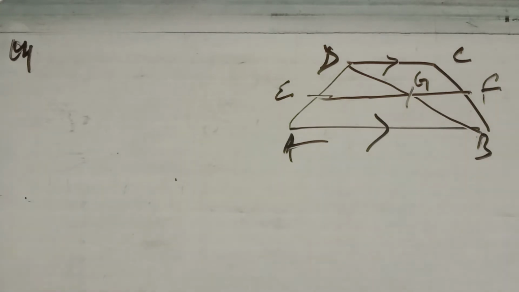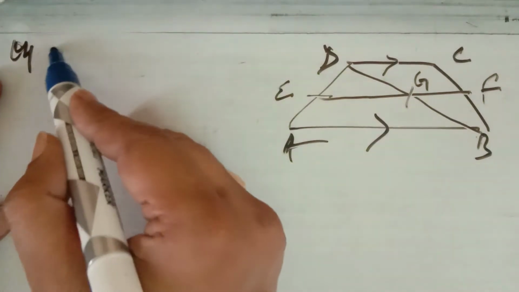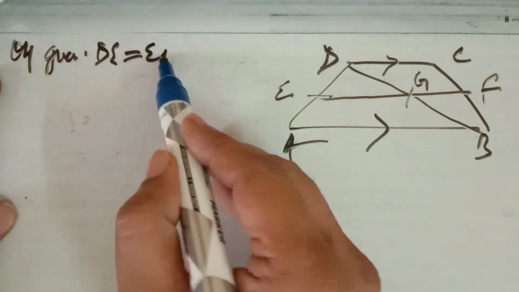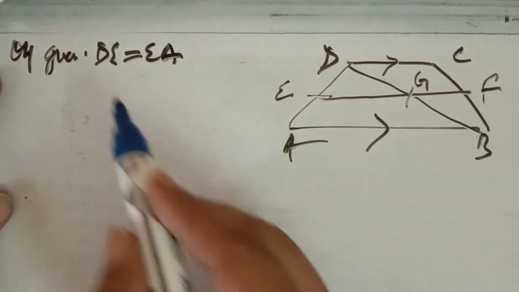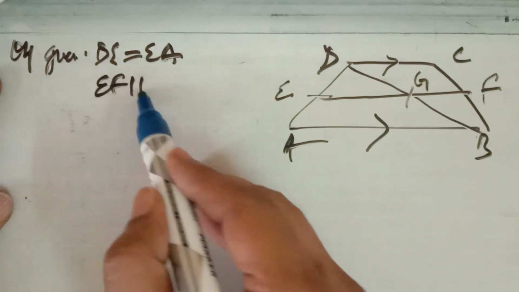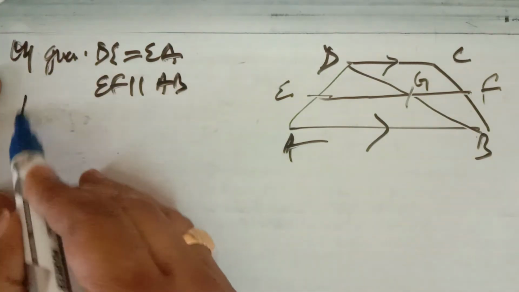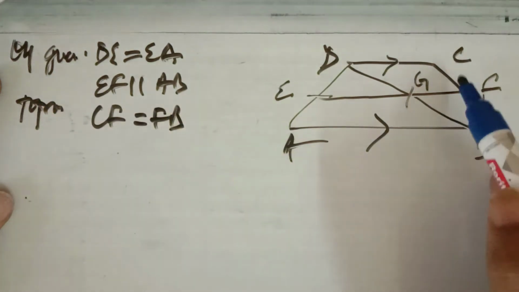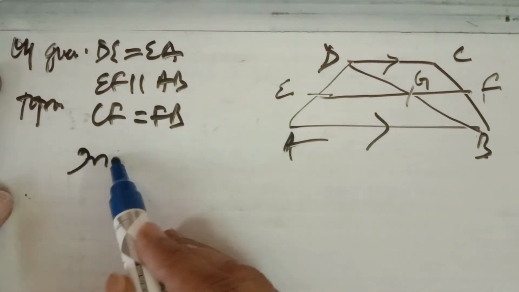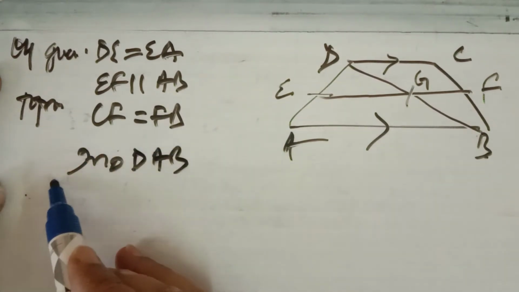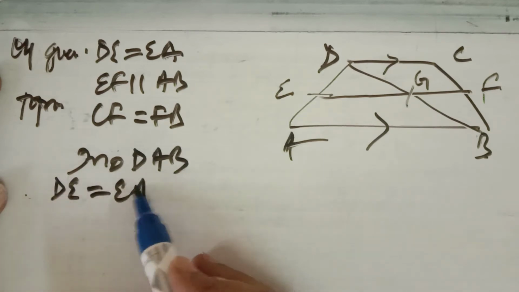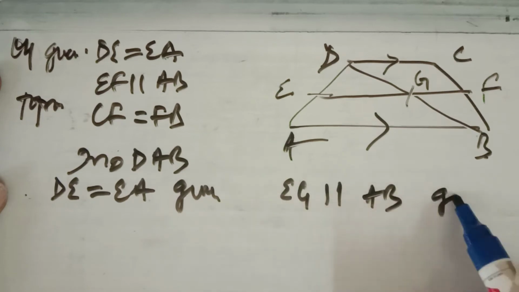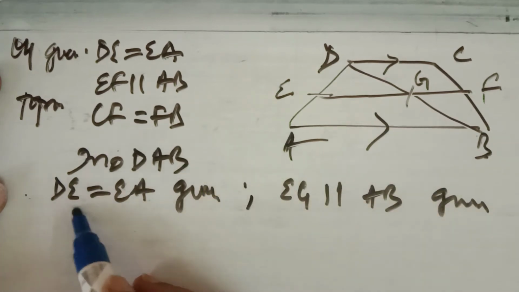You have to prove it. So it is a somewhat easy question. Given: DE is equal to EA, that is E is the midpoint of AD, and EF is parallel to AB, and you have to prove that CF is equal to FB, that is F is the midpoint of BC. Now in triangle DAB, DE is equal to EA, it is given, and EG is parallel to AB is also given.